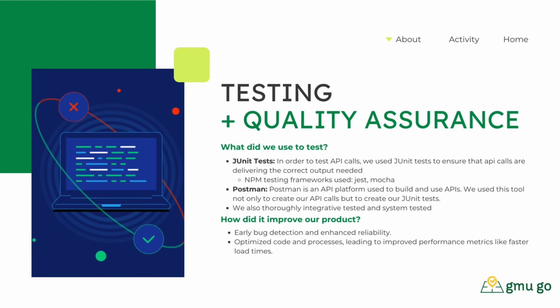Hello, my name is Sanila and I will be going over the testing and quality assurance portion of our project. So, one of the technologies we use for testing is Postman, which is an API platform used to build and use APIs. We use this to create API calls and JUnit tests in order to make sure that API calls are being performed correctly. This was specifically used to test our third-party API endpoint, OpenAI.